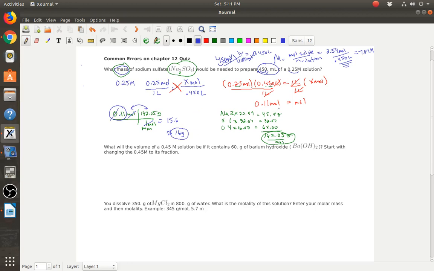Now, I think that some people just stopped with the moles. But you have to read the directions. Make sure you answer the question. It asks for mass. Moles is not mass. So that's one of the problems.